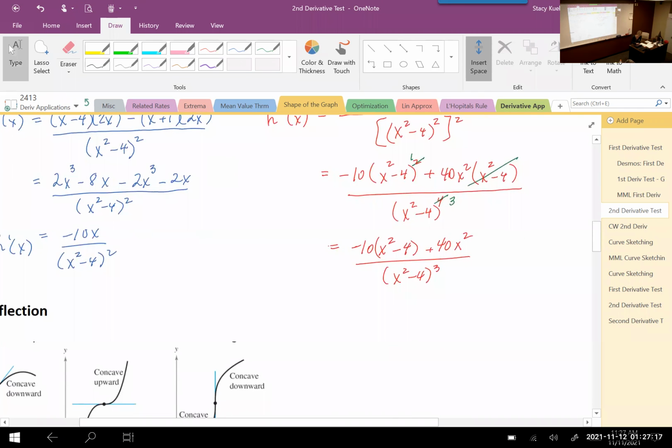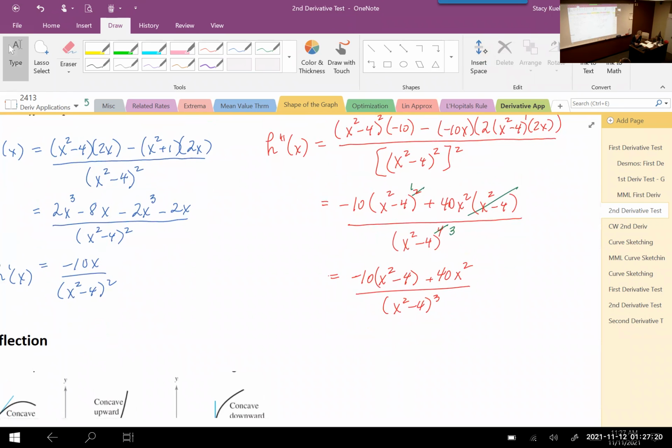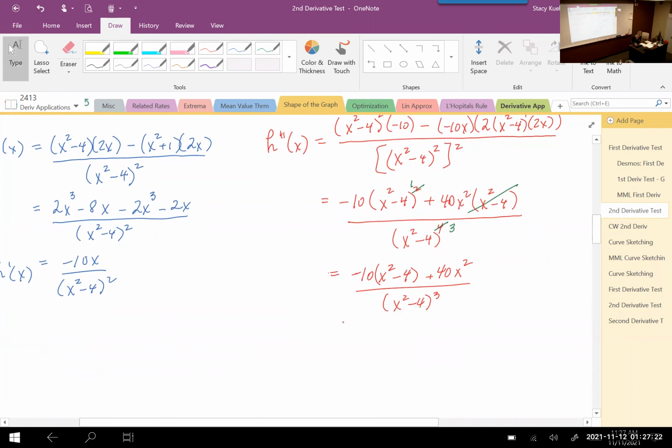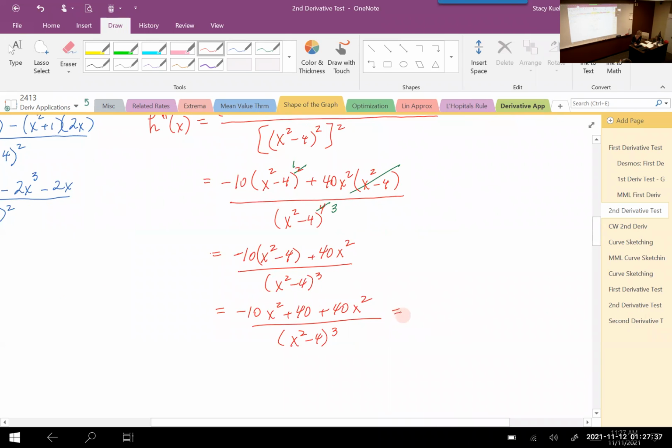And let's simplify the numerator a little bit more. -10x squared plus 40x squared over the denominator. So I would have 30x squared plus 40 over the denominator. That's the second derivative. Okay, all right.